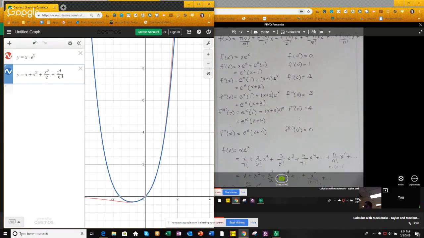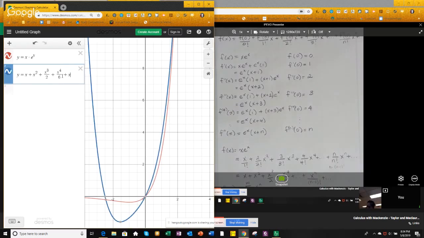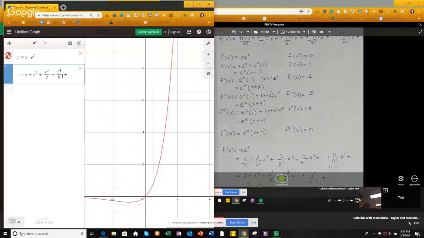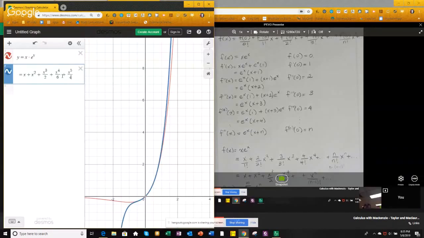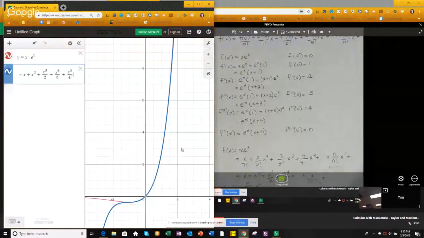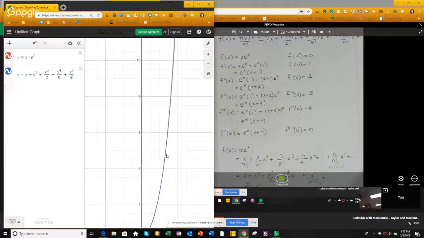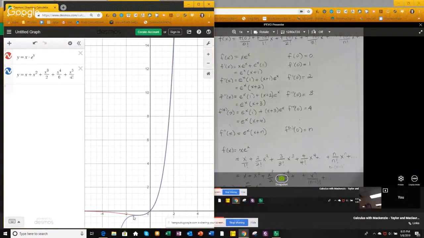Now, I don't know if I add more terms. We could add more terms here. Plus x to the 4 over 4 factorial. Good news is I can put 4 factorial. This is so wonderful. Anyway, it's looking like the interval of convergence is expanding. So I don't think it's negative 1.